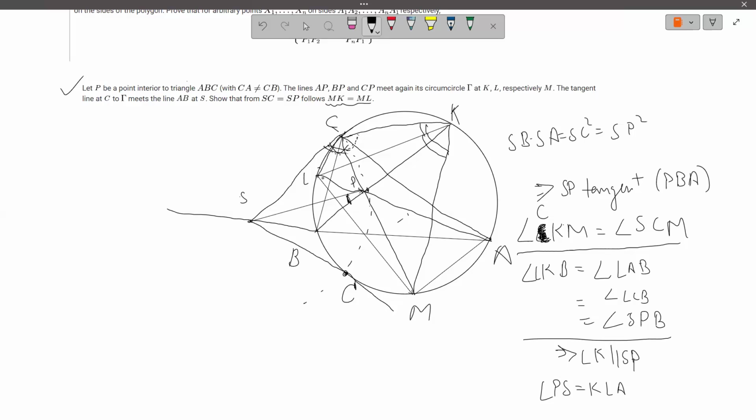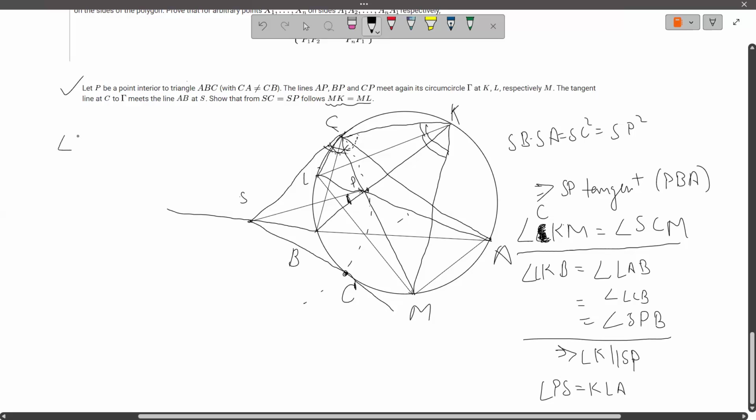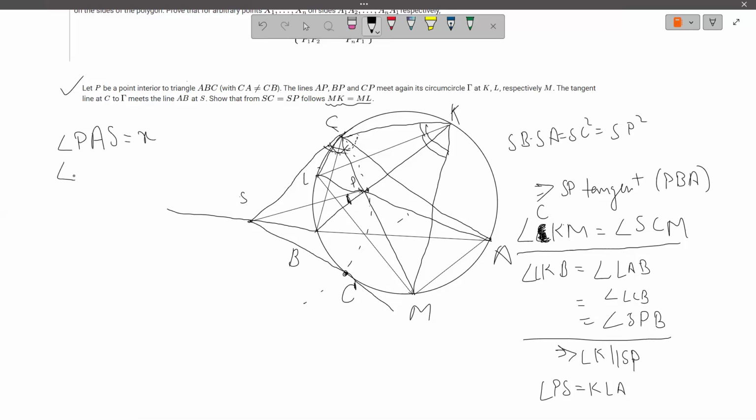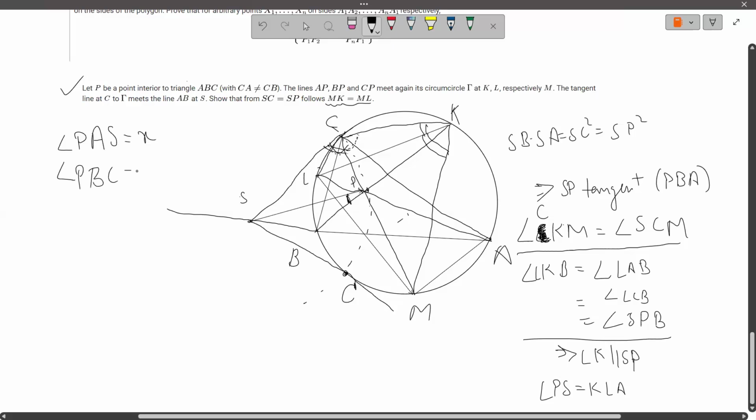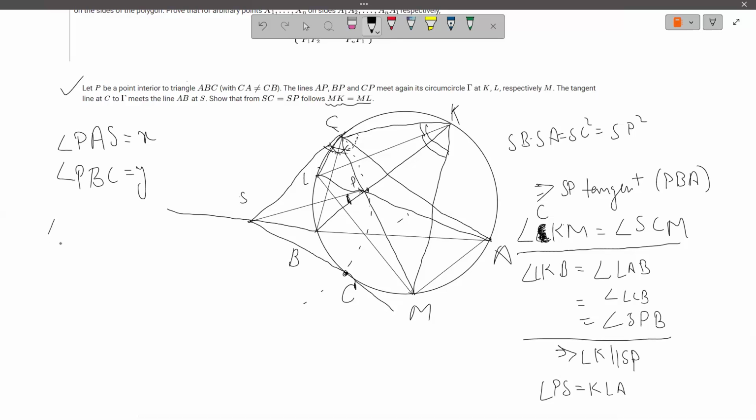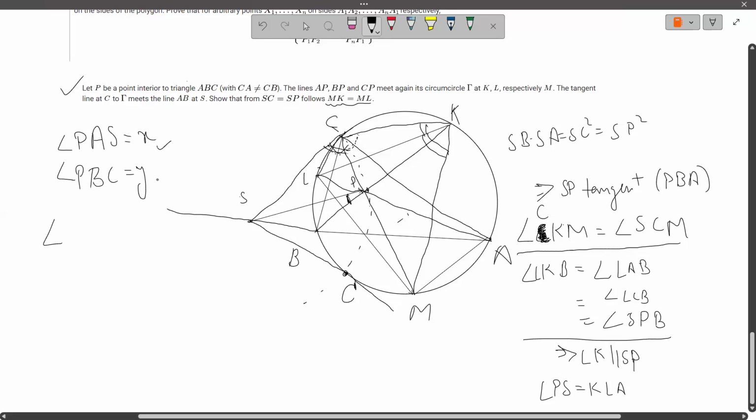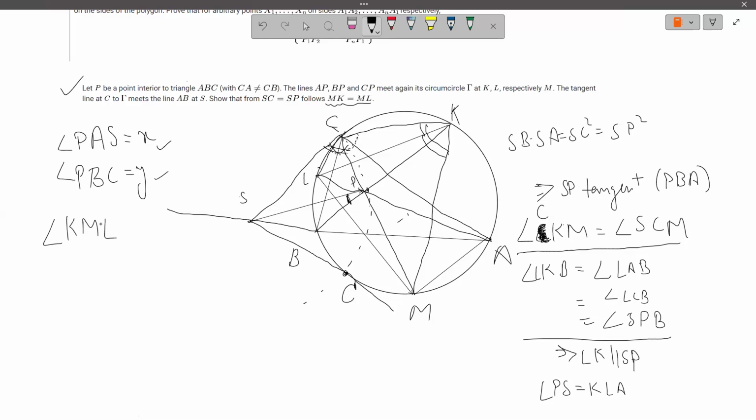AKL. ALK, no? I think it would be MA plus 2 times angle ALK. It's complicated, so we can just angle chase ALK, I think. Wait, sorry, we are running a bit low on time, so I'll give you hints. Given this, let this be X, let this be Y, and you find angle KML using these.